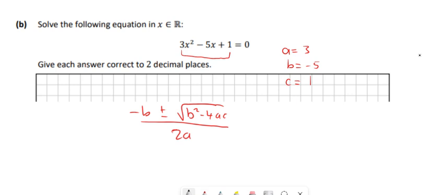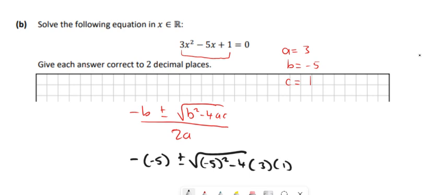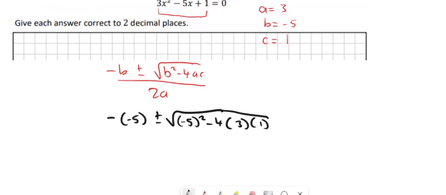Then if I put it in, it's minus 5, and put everything in brackets when you're putting it in, and it'll help you with the signs. Minus 5 squared minus 4 times 3 times 1. And this bit here where I'm showing the workings is very important. And you're putting all that over 2 times 3. And then you're going to put that into the calculator with a minus and then with a plus.